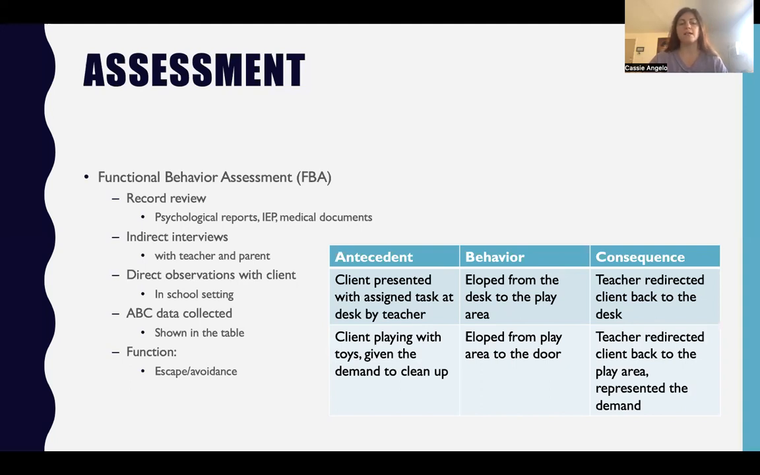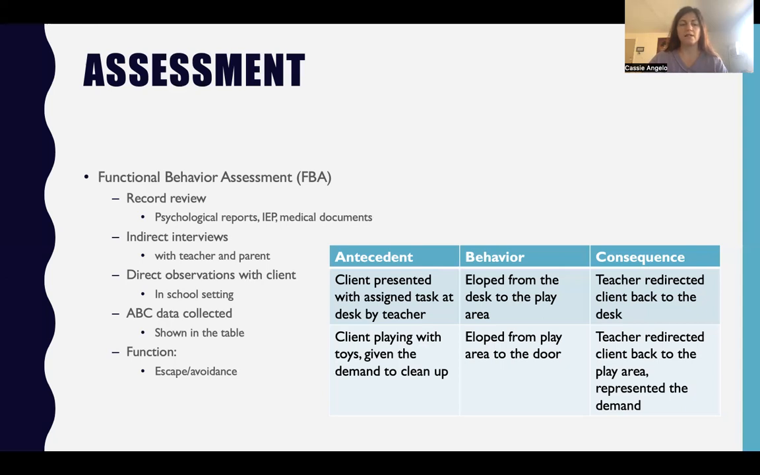We then collected ABC data while we did the direct observations, and it's shown in the table right next to it. I provided a couple examples. So the client is presented with a task. He eloped from the desk to the play area, and then the teacher redirected the client back to the desk. Another one is the client playing with toys. Given the demand to clean up, he eloped from the play area to the door. The teacher redirected the client back to the play area, re-presented the demand to him.